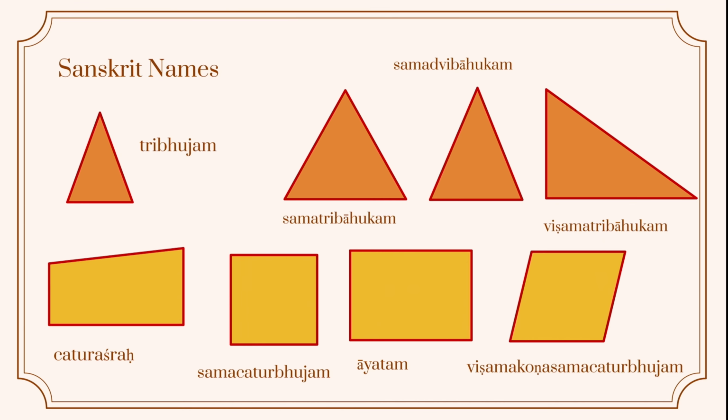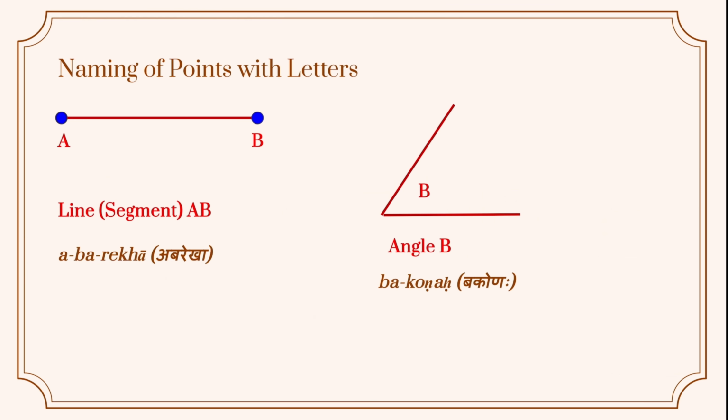Now, here's where things get really interesting. In English, a line is marked by 2 points, A and B. We call this line segment AB. Well, in Sanskrit, that is, I kid you not, abarekha. An angle labeled B is called angle B, but in Sanskrit, bakorna.